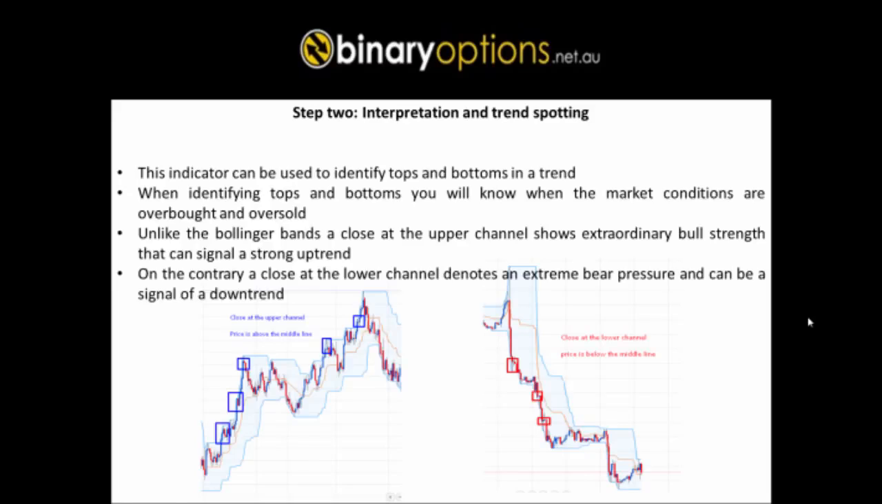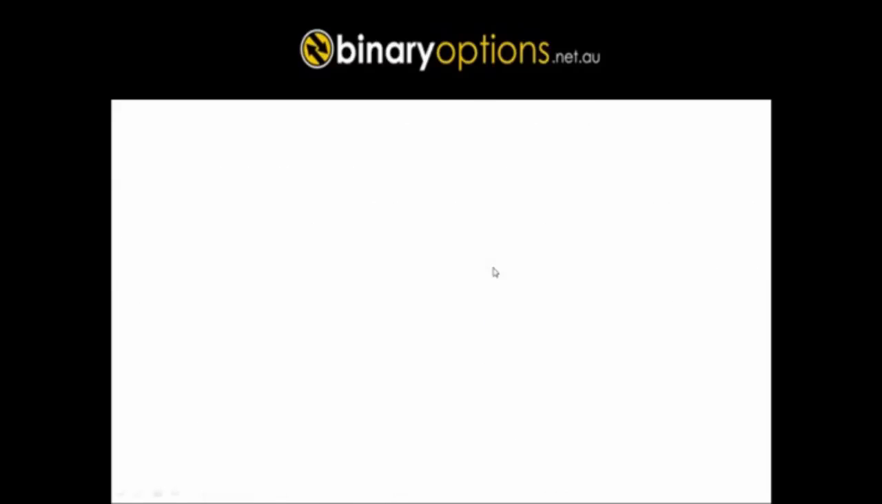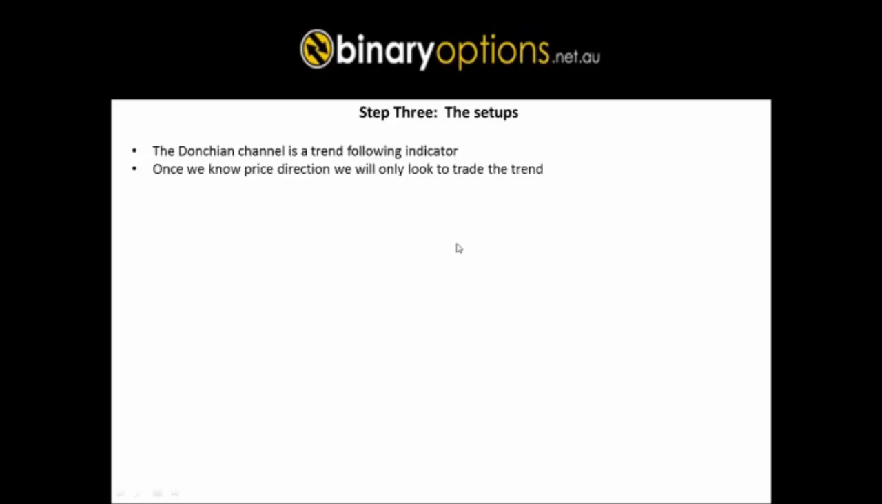Now let's go to the setups. The Donchian channel is a trend following indicator. Once we know price direction, we will only look to trade the trend, okay? If we see that price or the candlesticks are closing at the upper channel, we will only be looking to buy calls, and if price is closing at the lower channel, we will only be looking to buy puts, okay, on corrections.